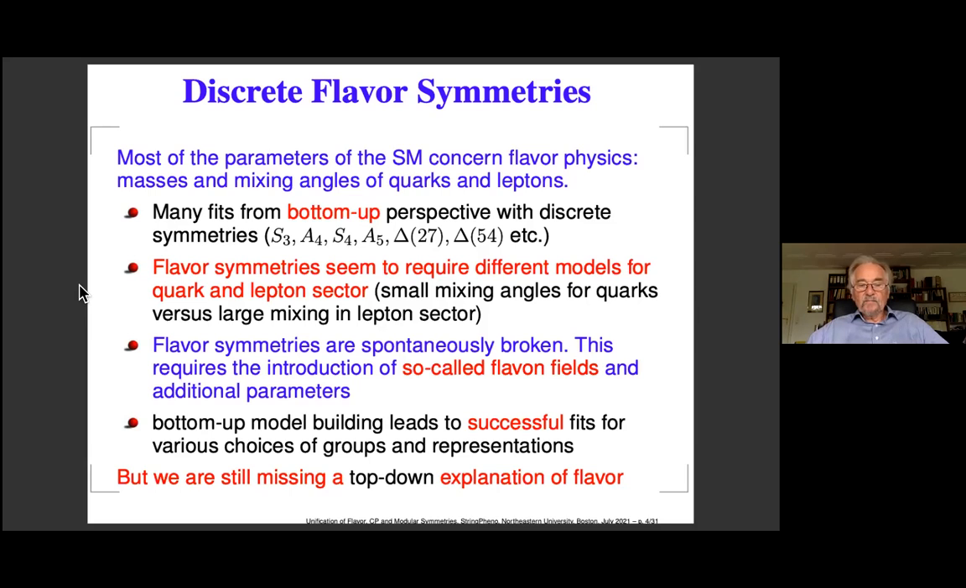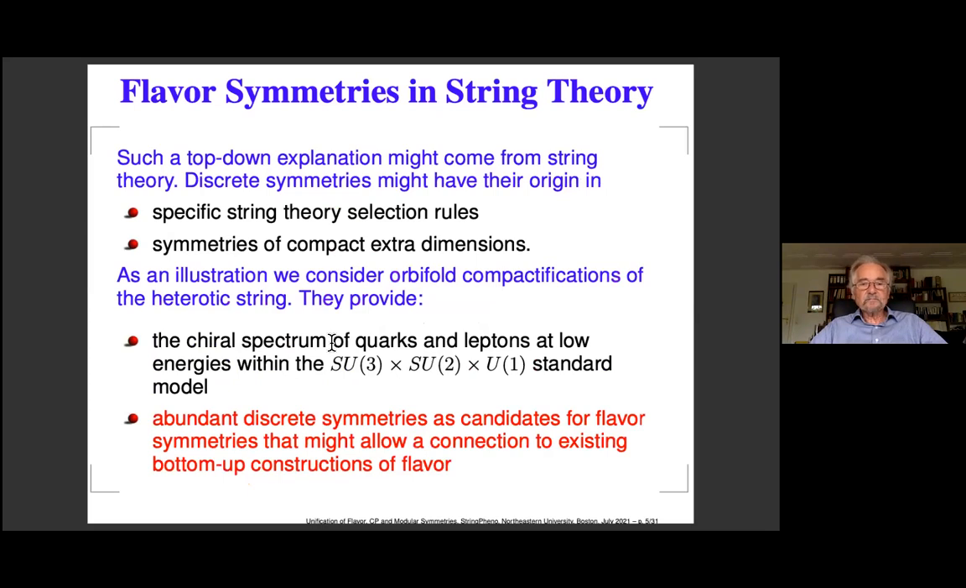Now, there are many bottom-up models which are successful, maybe too many. And they, of course, are based on various choices of the group above and also the representation which has been chosen. But there is not a single group or representation which is singled out. And we are still missing a top-down explanation of flavor. And so in a certain way, it is important to have a top-down explanation as well.